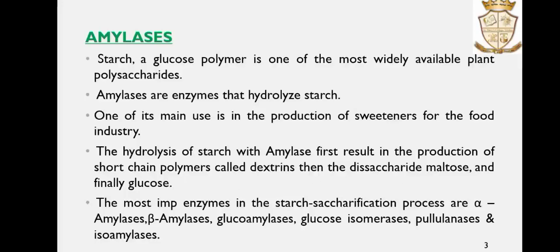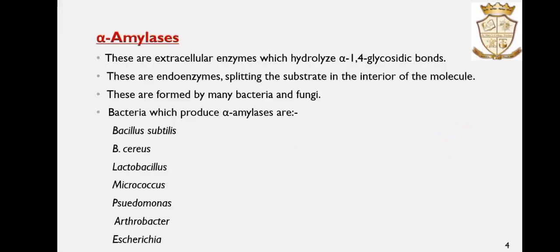maltose, and finally glucose. The most important enzymes in the starch saccharification process are alpha amylases, beta amylases, glucoamylases, glucoisomerase, pullulanases, isoamylases, etc. Alpha amylases. These are extracellular enzymes which hydrolyze alpha 1,4 glycosidic bonds. These are endoenzymes, splitting the substrates in the interior of the molecule.